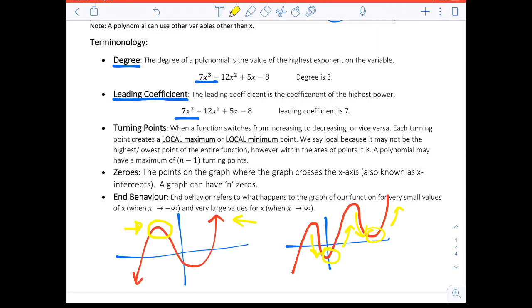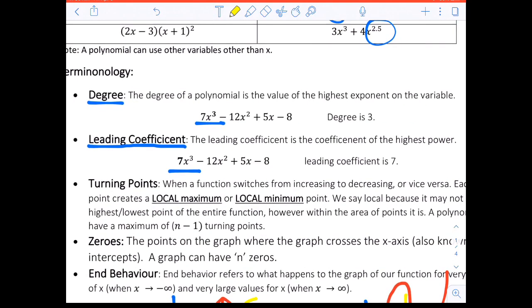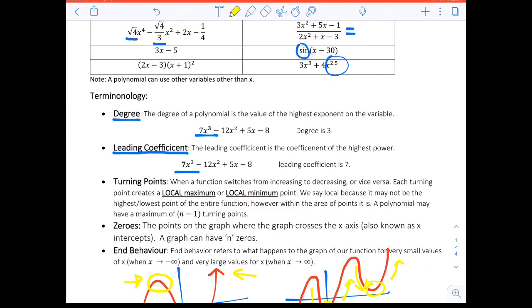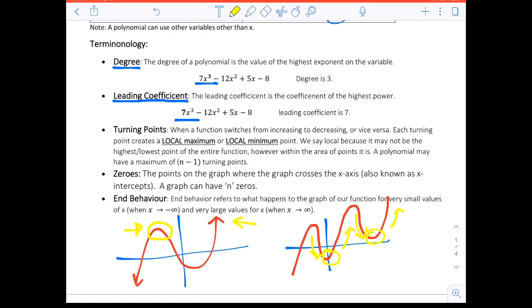Any function can have n minus 1 turning points, where n is the degree. So for example, for the ones that we have above, we see that we have polynomials with degree of 3. It could potentially have 2 turning points for each of those ones. If we had a degree of 10, we could potentially have 9 turning points. It doesn't mean there has to be 9 turning points, but there could potentially be up to 9 turning points.